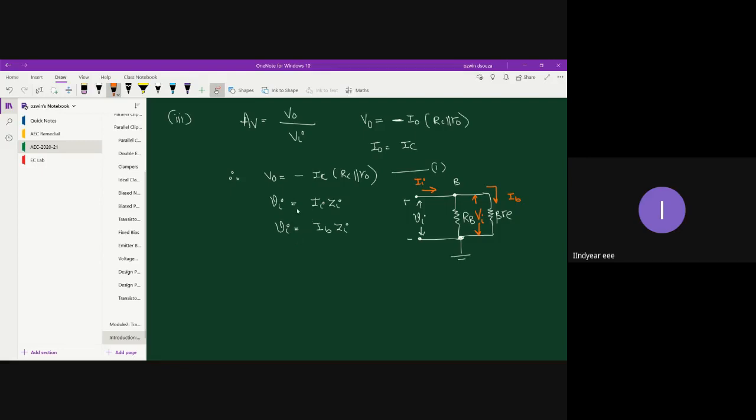Hence I can write VI as II into ZI. What is ZI? This whole thing is ZI. So I can write VI as II into ZI, or I can also write VI as IB into beta RA, one and the same. Did you understand this particular point?